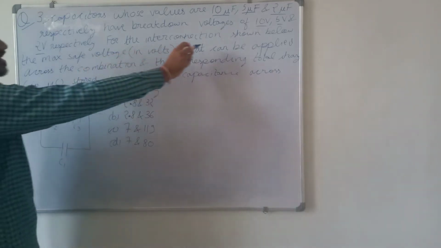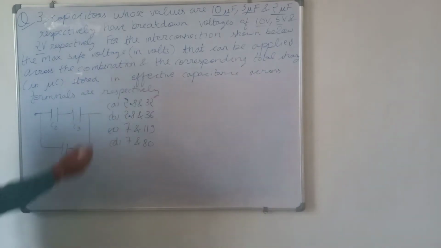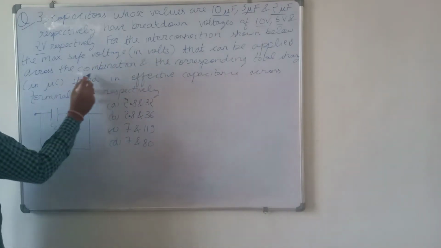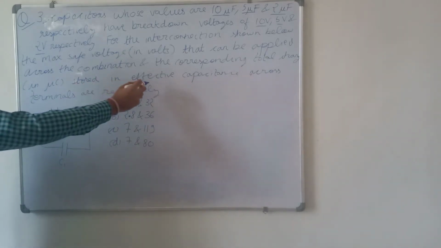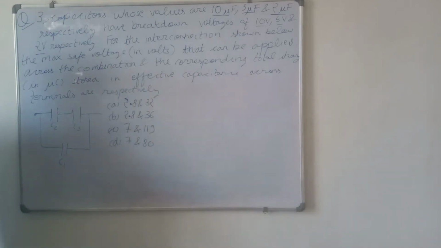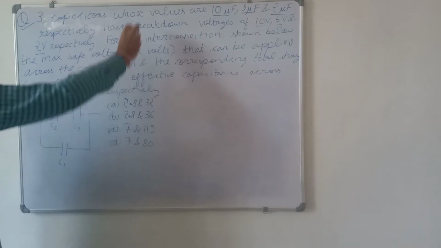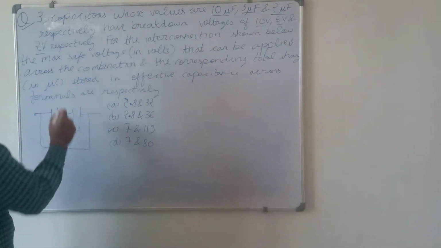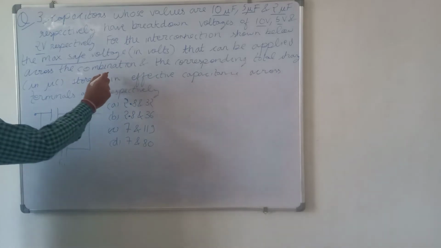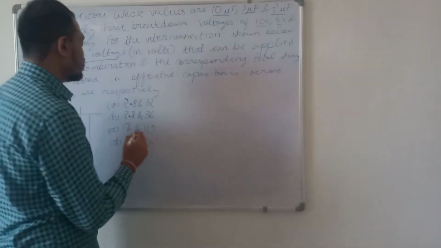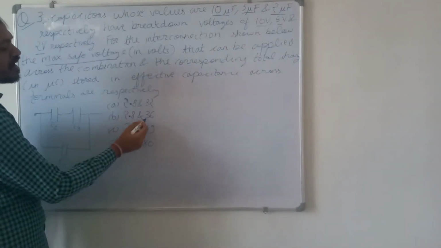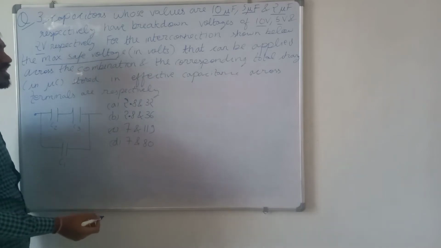We have to find the maximum safe voltage that can be applied across the combination and the corresponding total charge stored in the effective capacitance across the terminals. We are given the breakdown voltages, and if the voltage exceeds the breakdown voltage, the capacitor will break down. Considering these two things, we have to determine the maximum safe voltage and the total charge for that voltage. We are given four options: 2.8 and 32, 2.8 and 36, 7 and 119, 7 and 80.